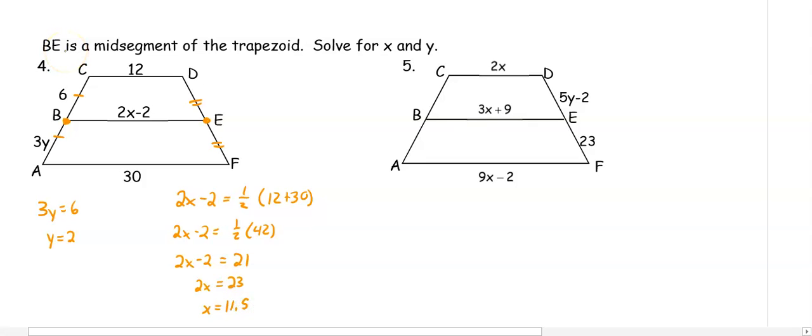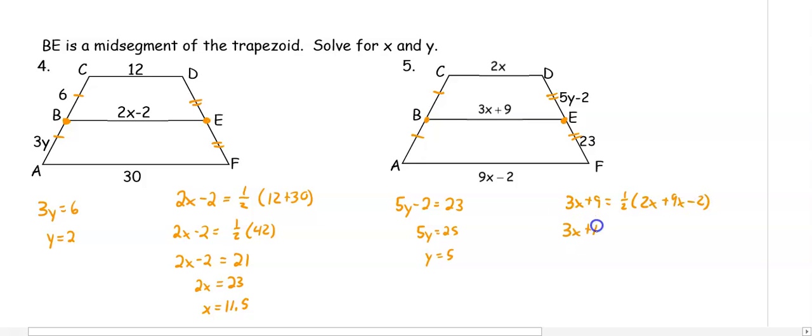In number 5, again, B and E are midsegments. So the sides are bisected equally. So we have 5y minus 2 is equal to 23. We get 5y equals 25, so y is 5. To find x, our midsegment 3x plus 9 equals 1/2 of 2x plus 9x minus 2.